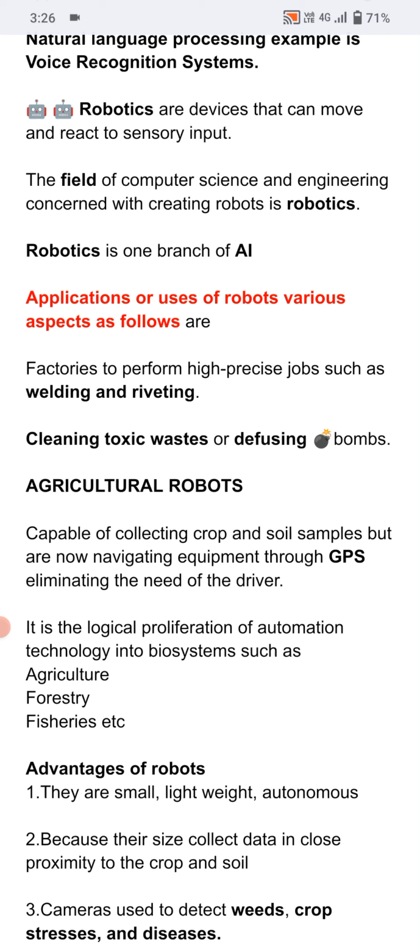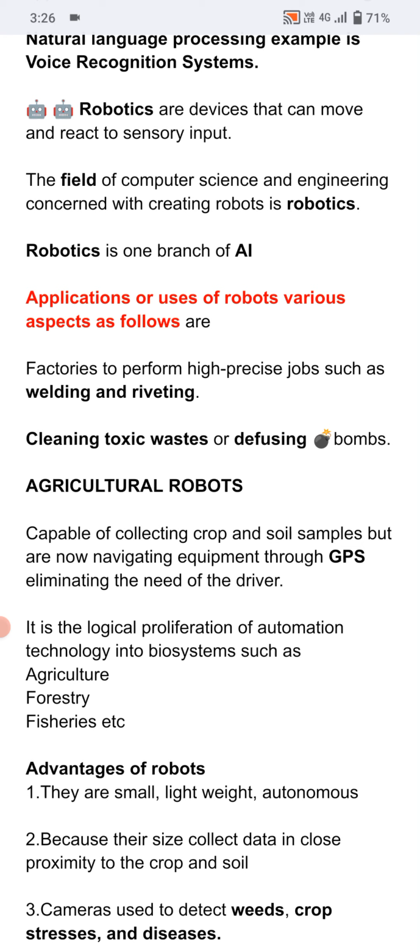As an agriculture student, my main concern is agricultural robots, so I am dealing with them in this slide. Agricultural robots are capable of collecting crop and soil samples, and nowadays they navigate equipment through GPS, the global positioning system, eliminating the need for a driver, meaning the farmer or producer. It is the logical proliferation of automation technology and robots into biosystems such as agriculture, forestry, fishery, etc.